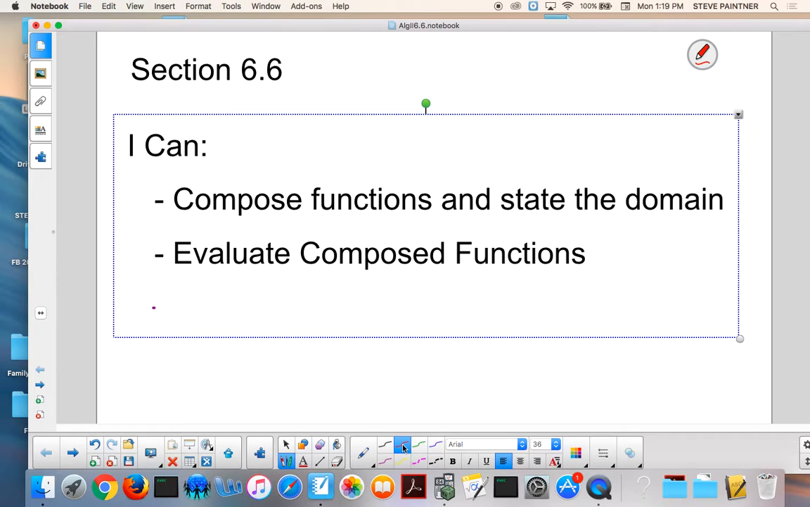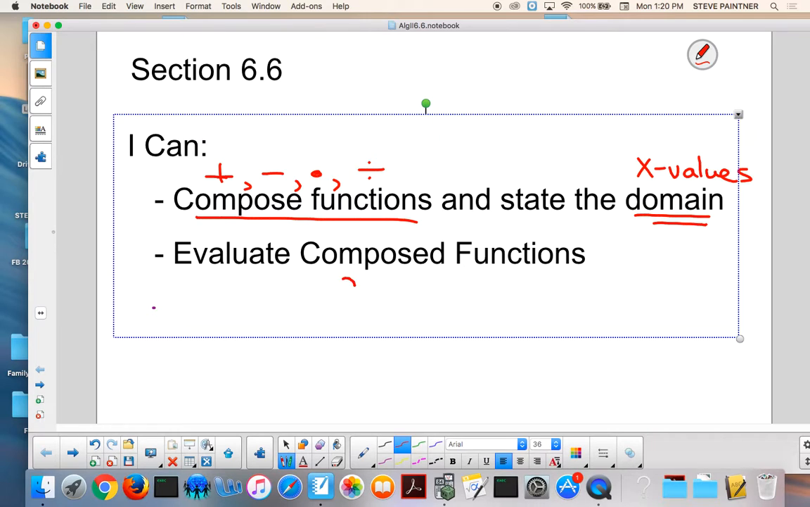You are gonna compose functions today. What does that mean? You're gonna add functions. You're gonna subtract functions. You're gonna multiply functions. You're gonna divide functions. That's really what you're gonna do. Then you're gonna give me the domain. That's the x values that actually get answers. Then you're going to evaluate, I wish it said composition functions, but compose functions.